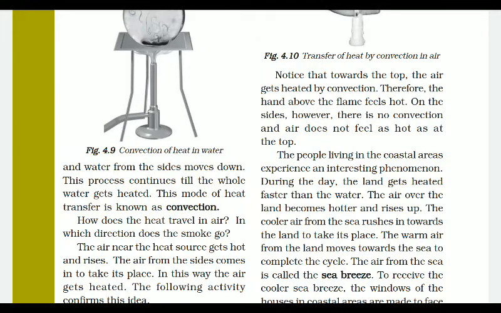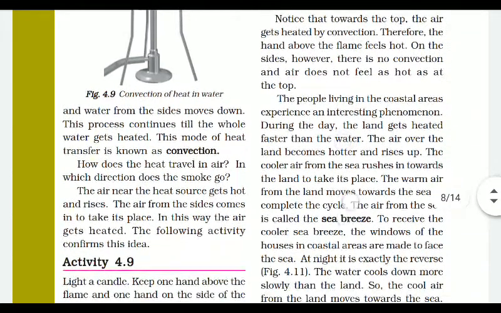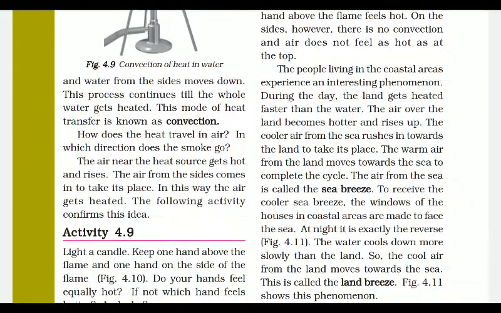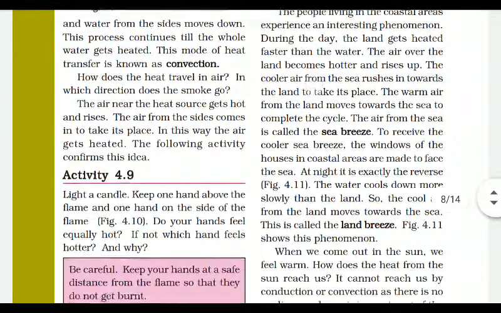Now how does heat travel in the air? In which direction does the smoke go? The air near the heat source gets hot and rises. The air from the side comes into its place, and this way the air gets heated and keeps flowing.